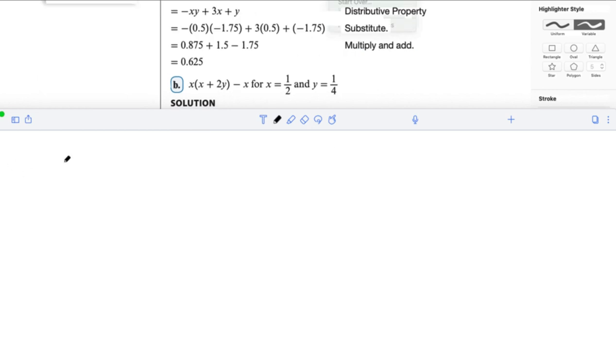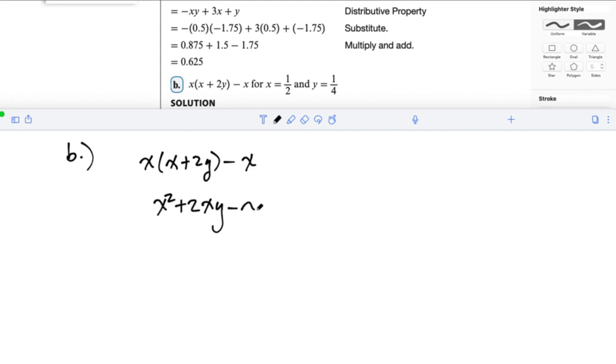So we get to part B, and part B has fractions, which feels intimidating, but I think we can handle it. We're dealing with x times x plus 2y, minus x, and so we're going to simplify with the distributive property. We get x squared plus 2yx, or 2xy. I'll write it like that just because of order. We generally write it in alphabetical order. x squared plus 2xy minus x, recognizing that x is equal to 1/2 and y is equal to 1/4. We're just going to plug it in.